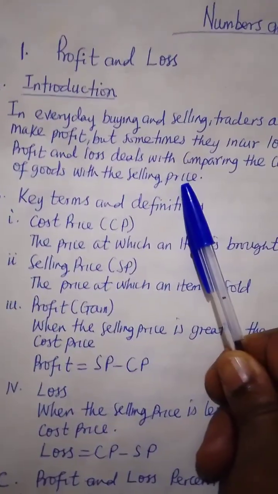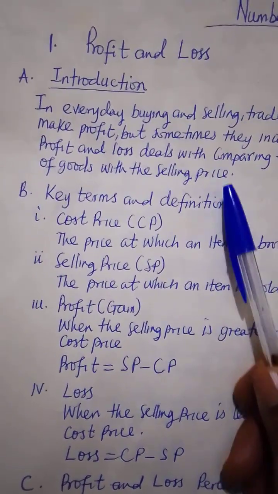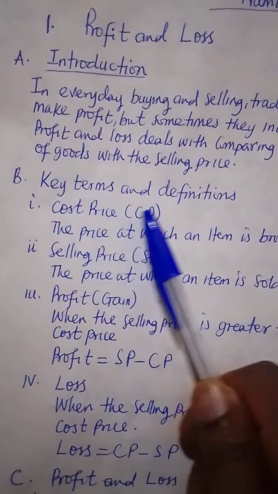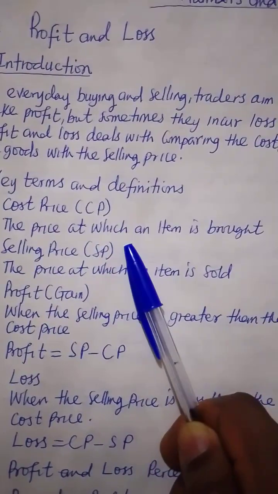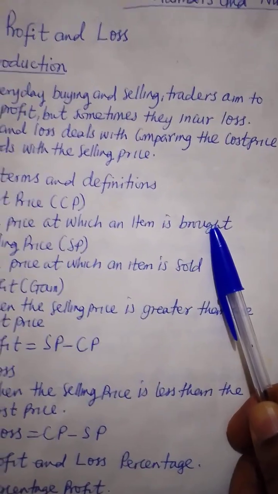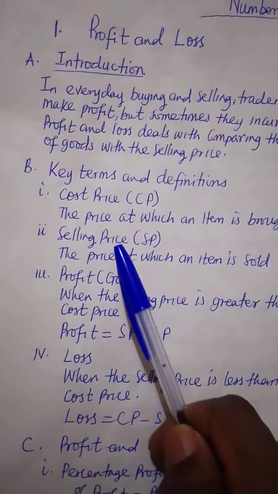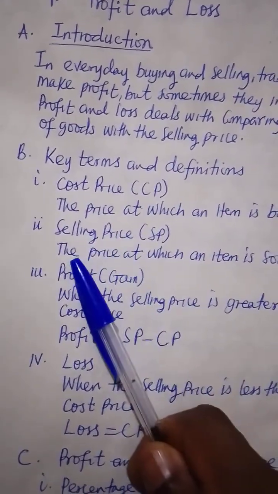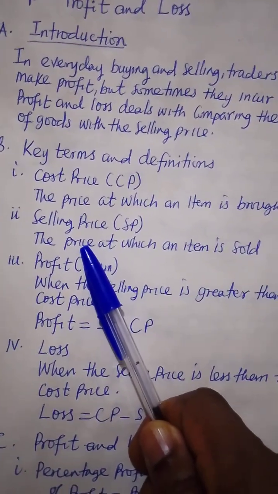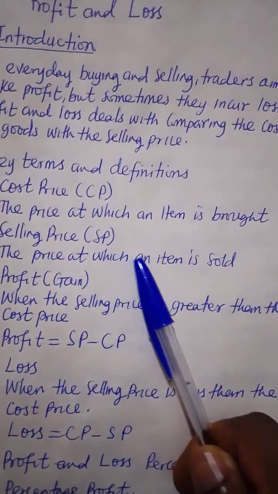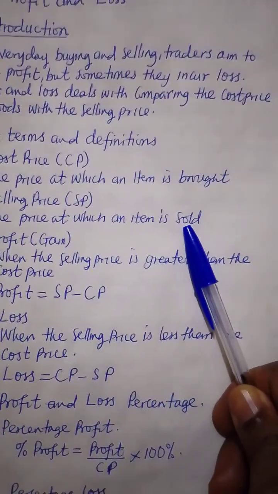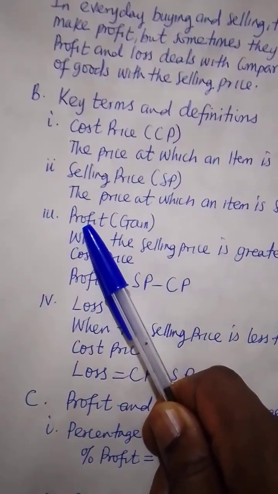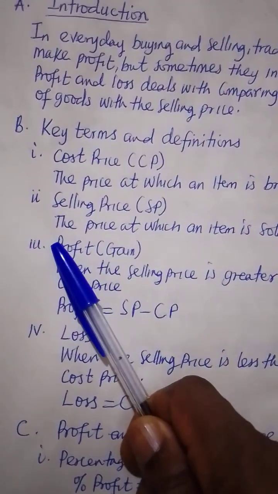To help us understand this topic, we will look at key terms and definitions. The first term here is cost price, the price at which an item is bought. That price at which an item is bought is referred to as the cost price. The selling price is the price at which an item is sold. Number 3, profit. Another word for profit is gain.